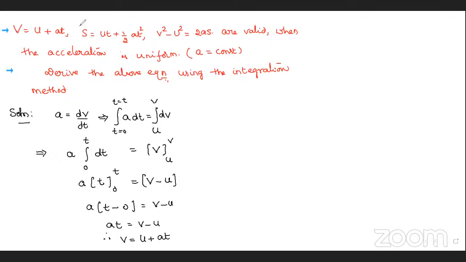Is it clear? Or faced any trouble in the middle of the derivation, Nana, getting v = u + at? This is an IP question.